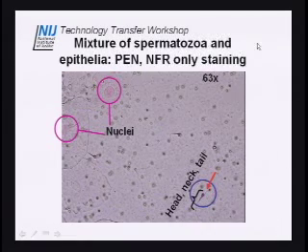Okay, so here I have a labeled picture of our mixture of spermatozoa and epithelial cells with the nuclear fast red stain only. And just to point out, again, 63X objective. When you make your cut, at least with the Leica, you're going to make a nice circle around your red nuclei and cut it.